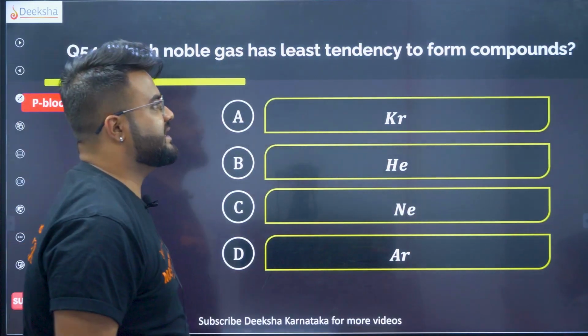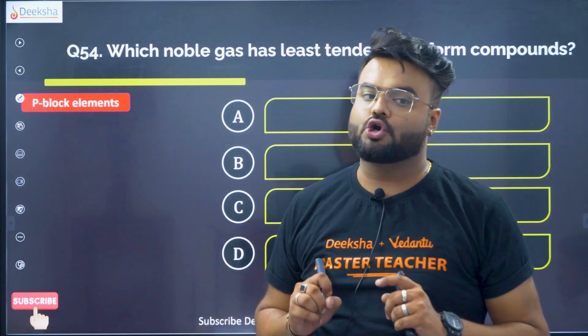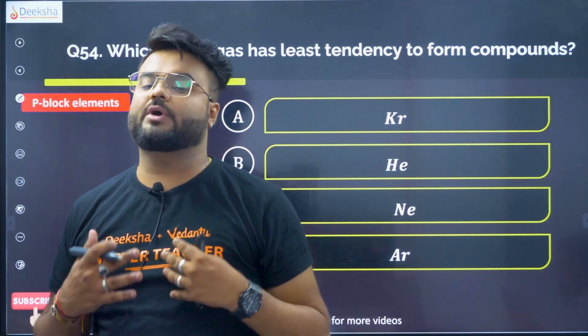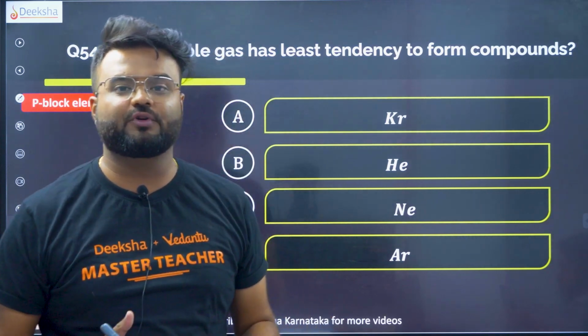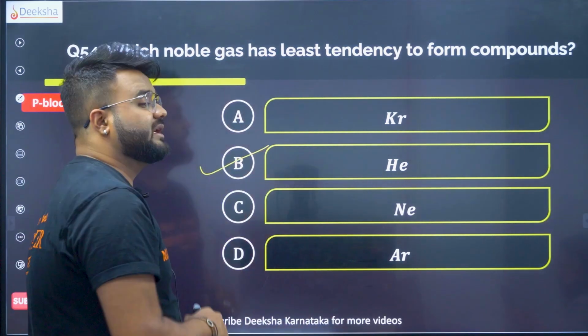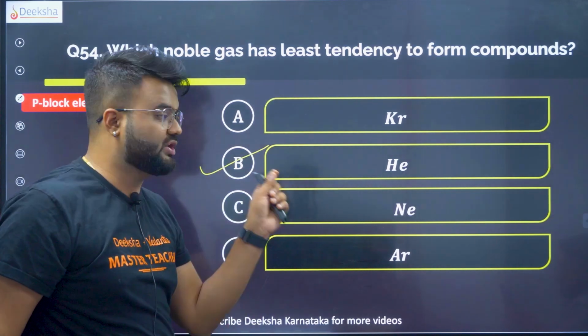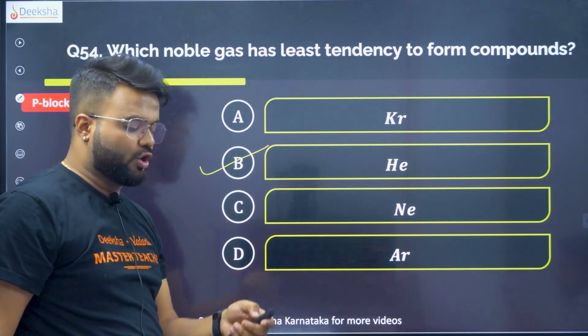Which of the noble gases has the least tendency to form compounds? This is again from the P block elements, which is a deleted chapter. So, which is least compound formation? We know that it is helium. Helium can't form compounds because it has very high ionization energy, but the rest can form compounds.